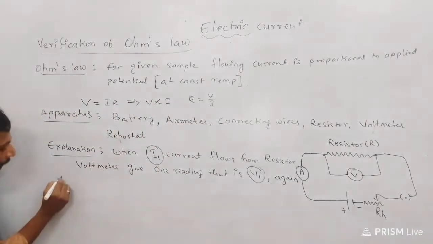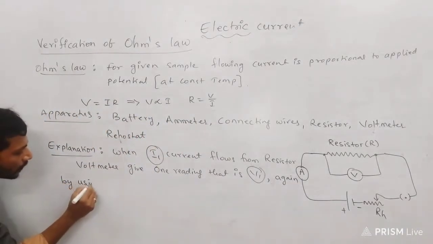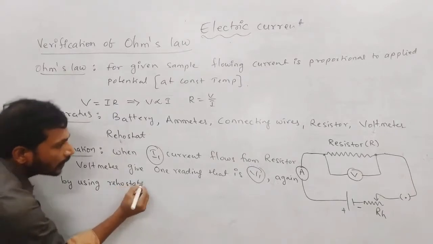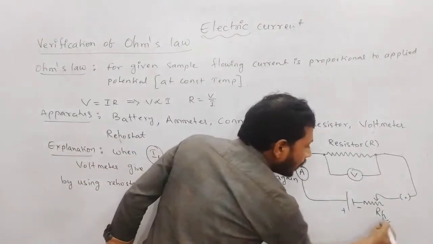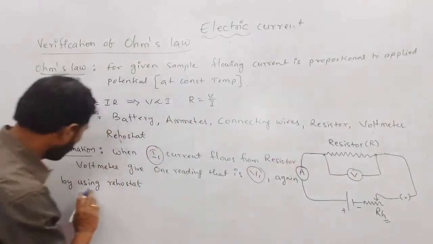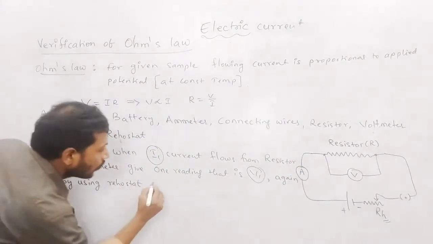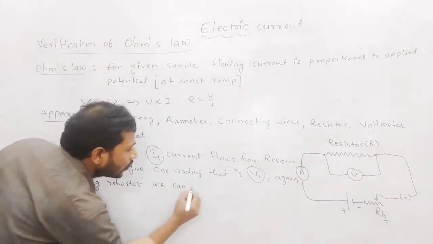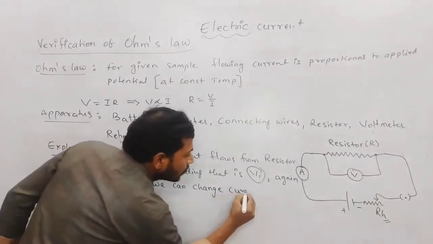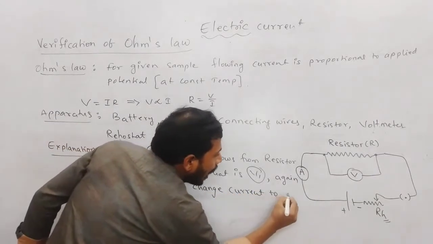Again, by using the rheostat, here it is. By using the rheostat, what can you do? You can change the current. By using the rheostat, we can change the current to I2.